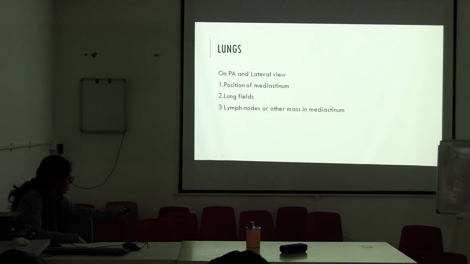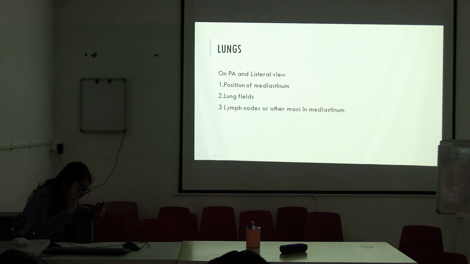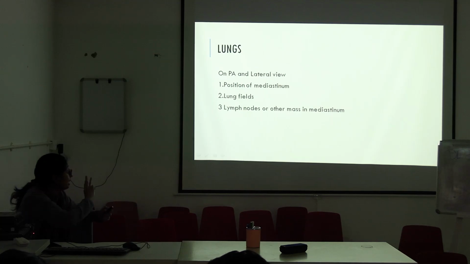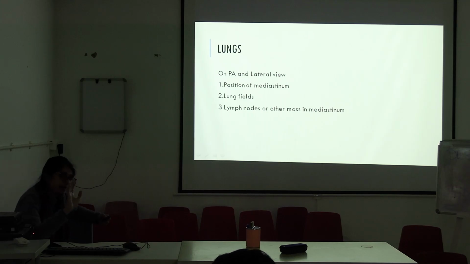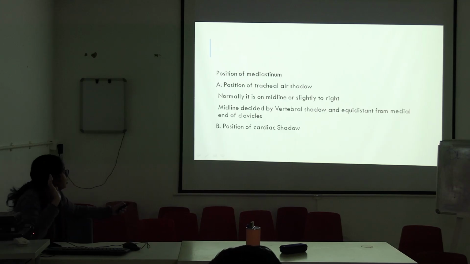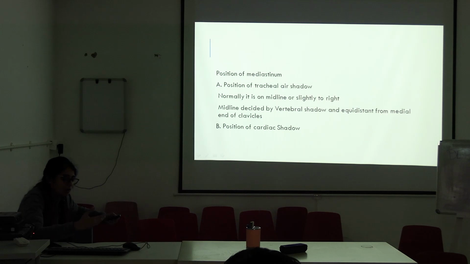So lungs, on PA view and lateral view, when we are interpreting any lung pathology, we will have to look at three things. Number one, position of the mediastinum. Number two, lung fields itself. And number three, lymph nodes or other mass in the mediastinum. So how will you comment on position of the mediastinum? How? Position of tracheal air shadow.